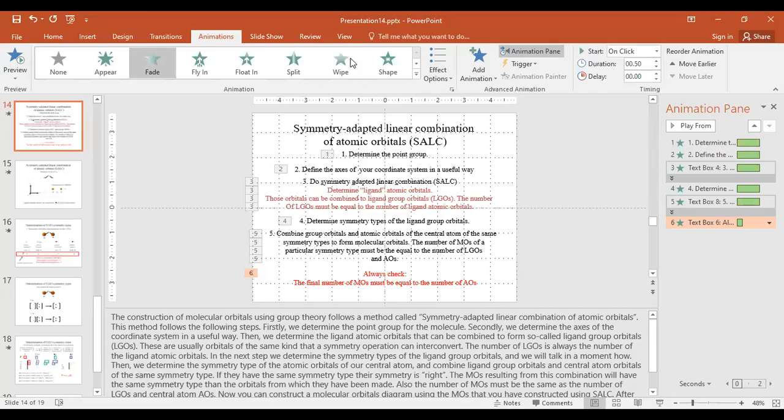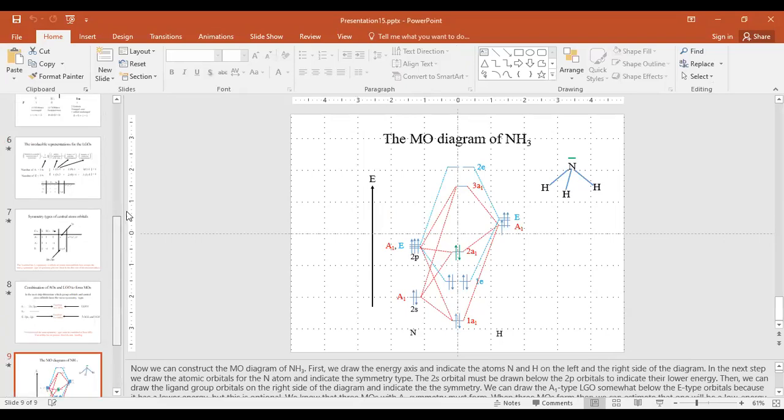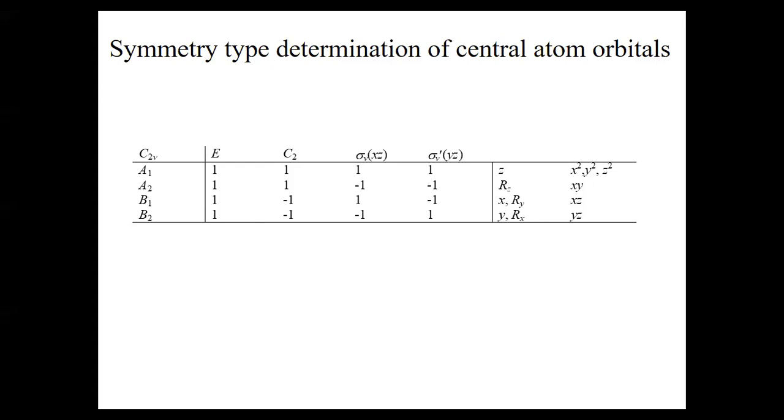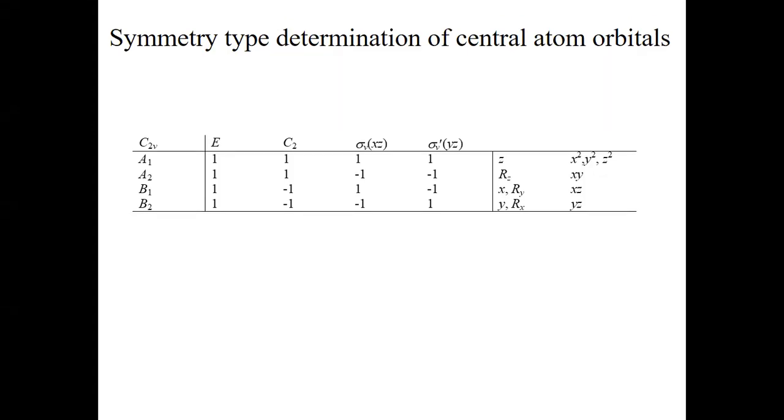So let us move over now to the next step, which is now about the determination of the symmetry types of the central atom orbitals. So now our central atom is the oxygen. We need to know what are the valence orbitals of an oxygen atom. So these are the 2s and the three 2p. So we have to determine the symmetry types for each of those.